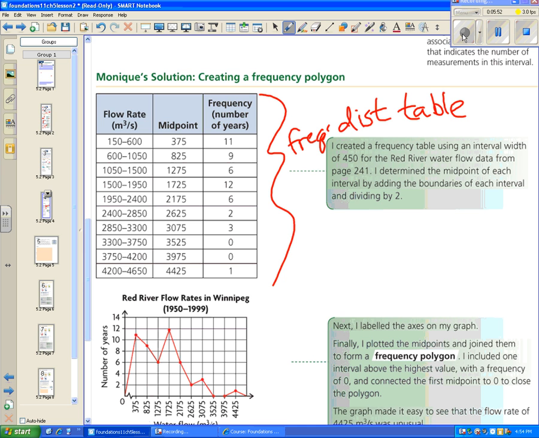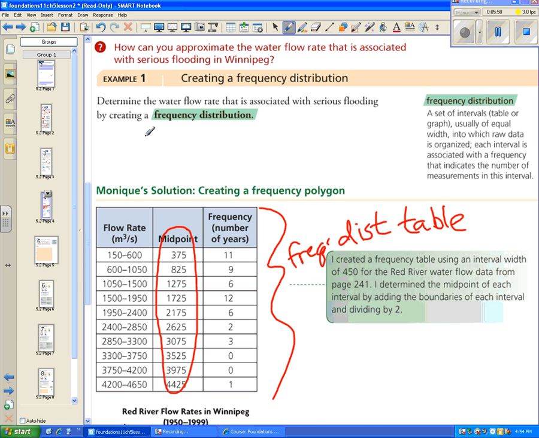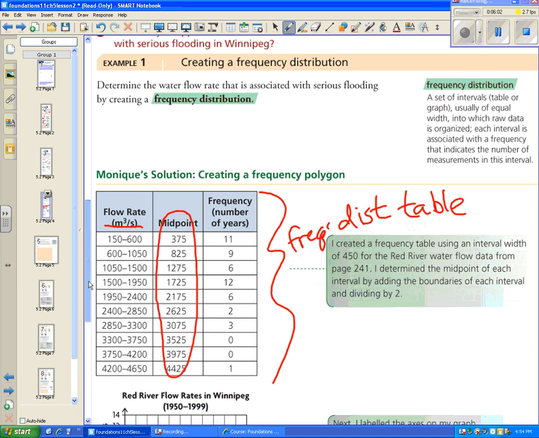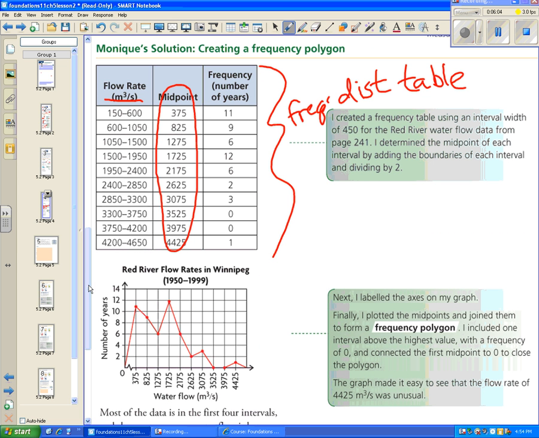But the only difference is that we have to calculate the midpoint of our intervals. To do this, we add 150 to 600 and then divide it by 2, which gives us 375. And we continue doing this all the way down in order to calculate our midpoints. Then we have to create our graph.